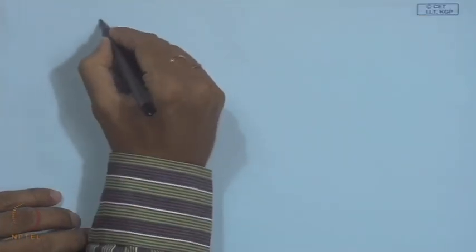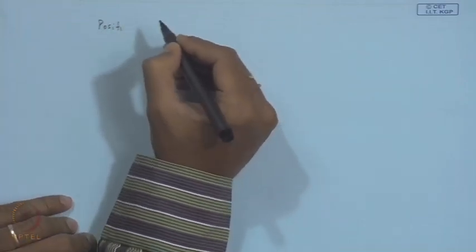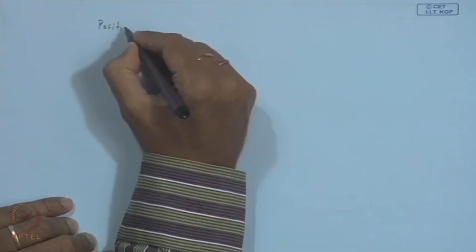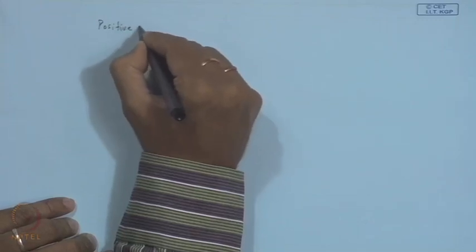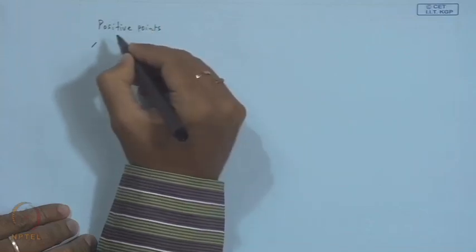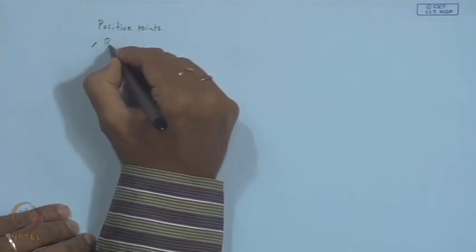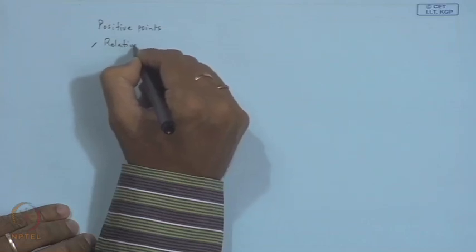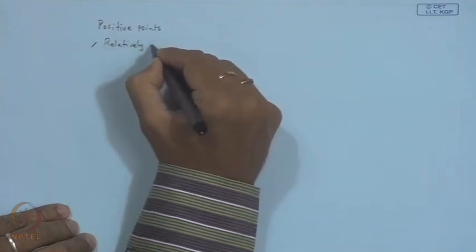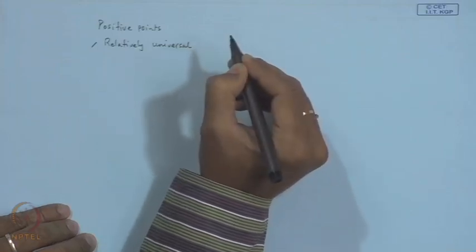Positive points. That one was the limitation, the negative points. So positive points: it is relatively universal. It is a universal method.